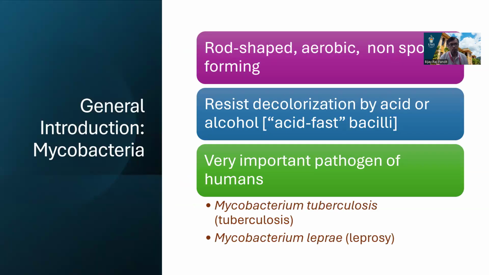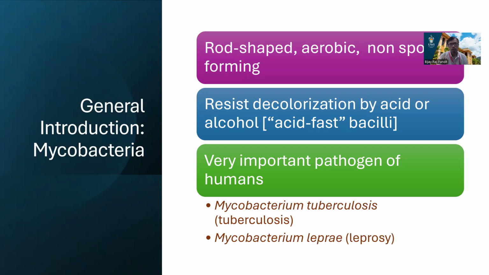So let us discuss the general introduction, that is, the mycobacteria. These are the group of mycobacterium. What are the features or morphological structures of these bacteria? The bacteria that belong to the group mycobacteria are rod-shaped, aerobic in nature, and non-spore forming. They also resist decolorization by acid or alcohol, so they are known as acid-fast bacilli.